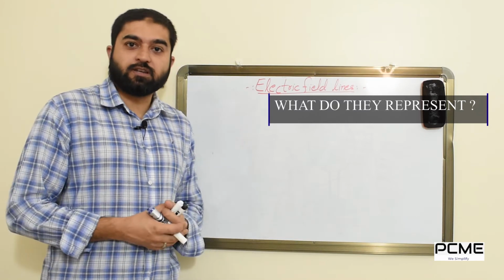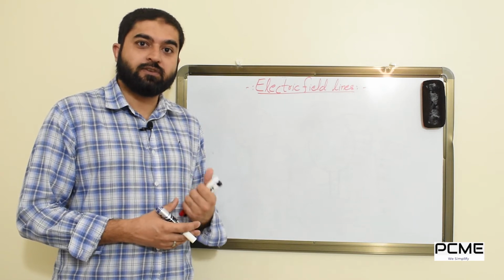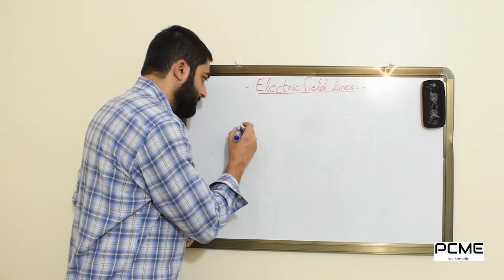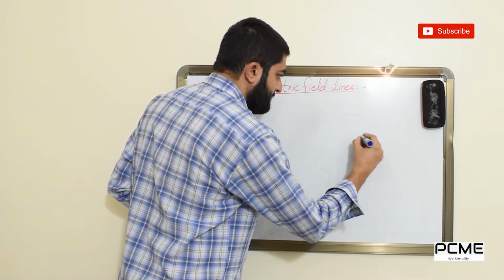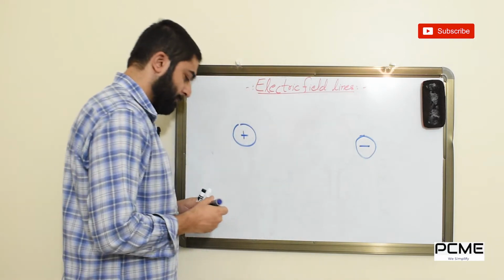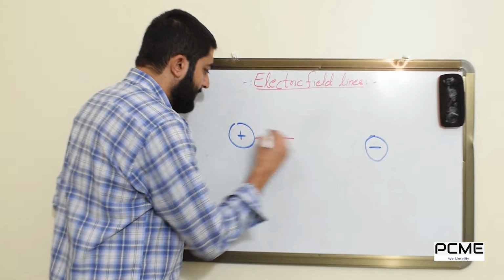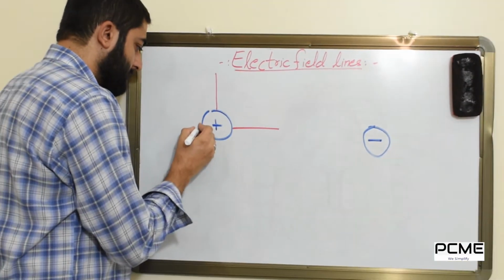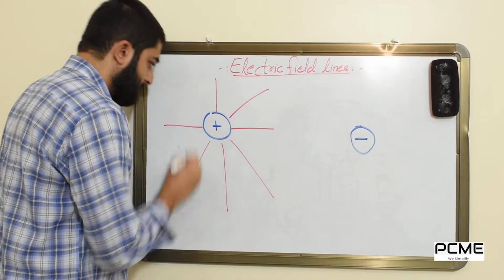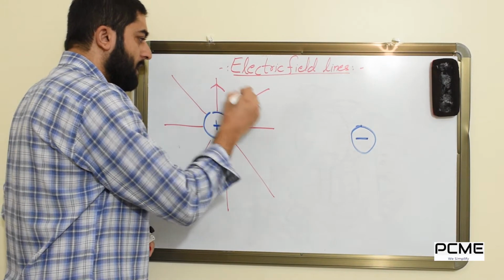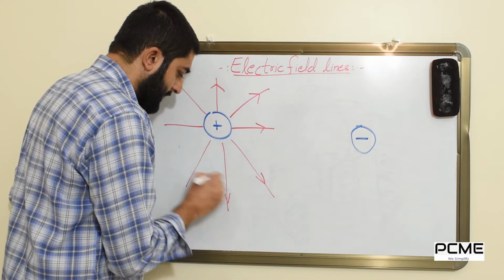For an isolated charge, like a positive charge or a negative charge, the electric field is represented as follows. Let's just say I have two charged particles, one is positive and another is negative. In case of positive charge, the radial lines will be pointing outward. The arrows are representing the direction of the electric field line.